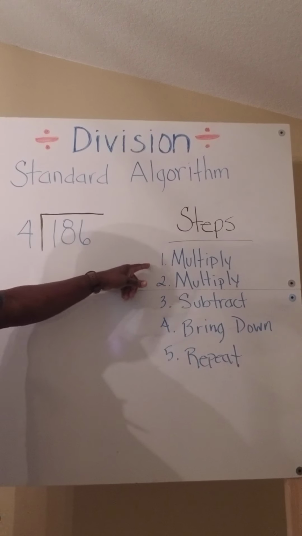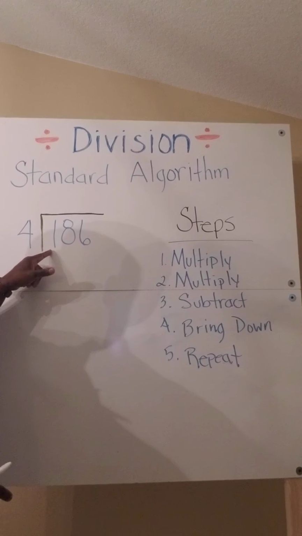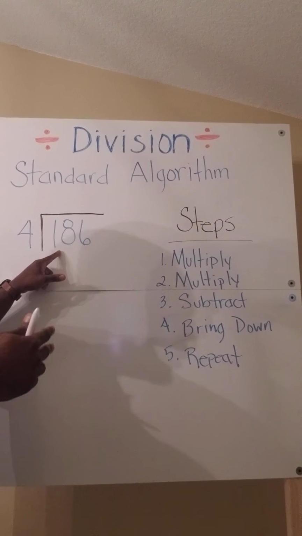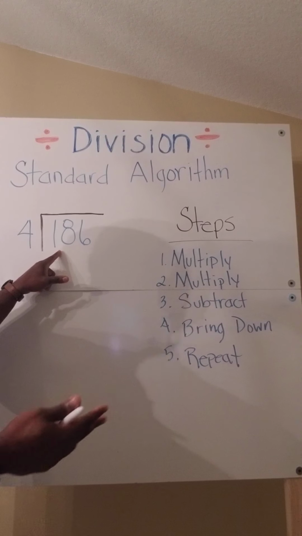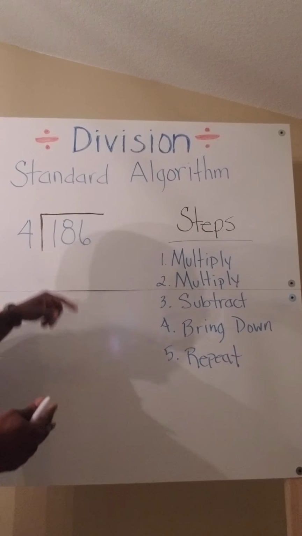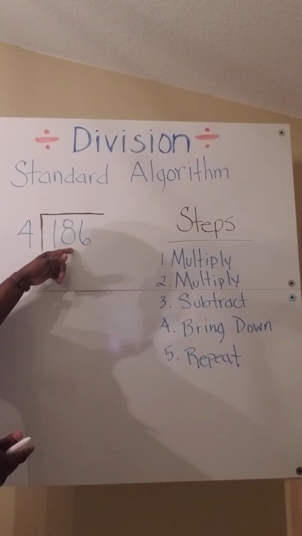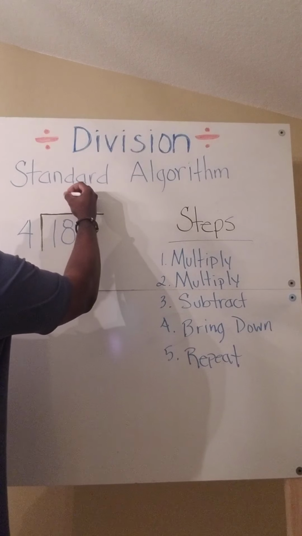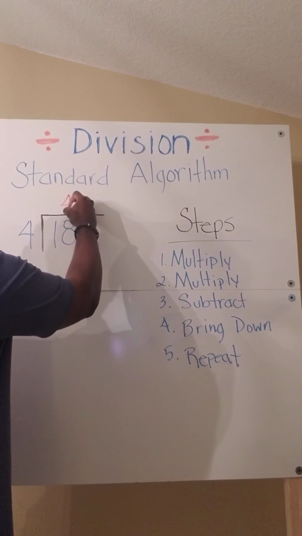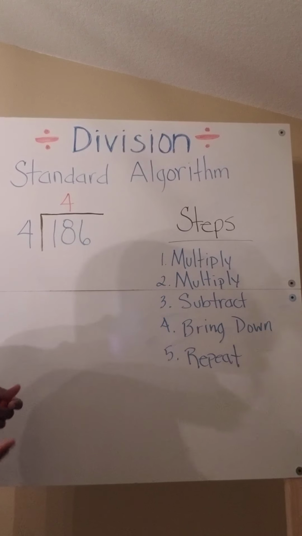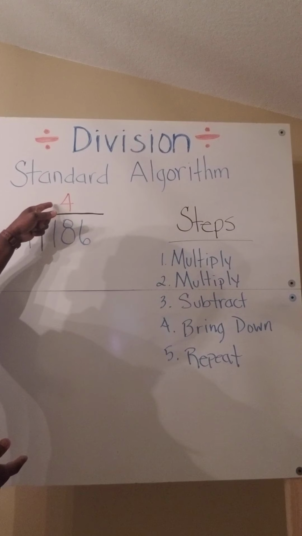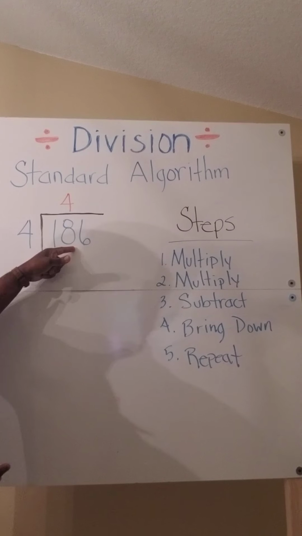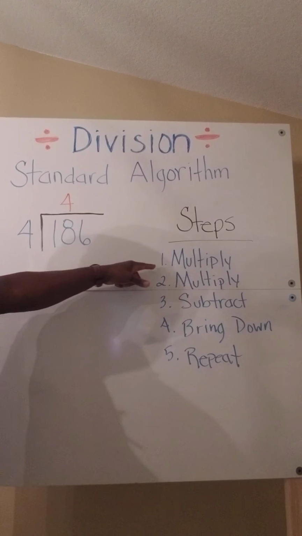So again, we go back to step 1. 4 times what number will give me 18 without going over? Because I'm a little more fluid in multiplication, I know that 4 times 4 is 16. That's as close as I can get to 18 without going over. So I'm going to place that 4 above the 8. Again, the place value is very important. A lot of times the kids want to put that 4 over the 1. That's going to throw the number off. We're dividing 4 by the entire number of 18. So we've done step 1.